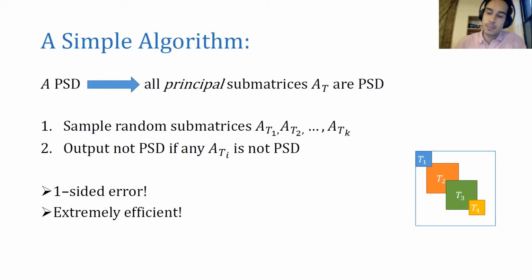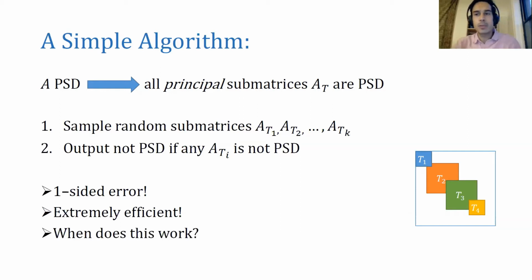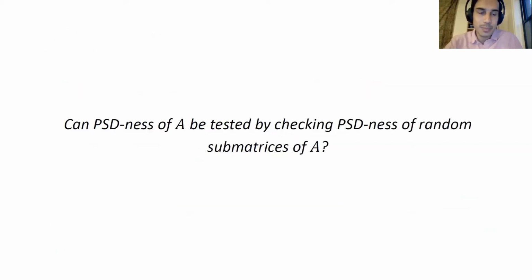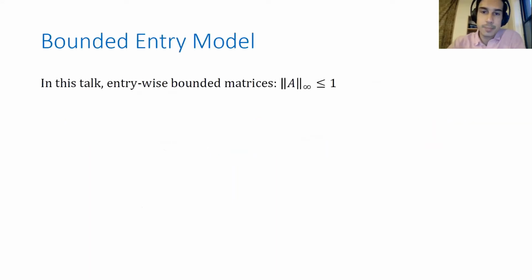So the principal goal of this talk is to discuss when this algorithm works, and when it works, what is the optimal query complexity of it? How big do these submatrices we sample need to be? So the question is, can the positive semi-definiteness of a matrix A be tested by testing the positive semi-definiteness of random submatrices of A? This is the principal goal of this work.